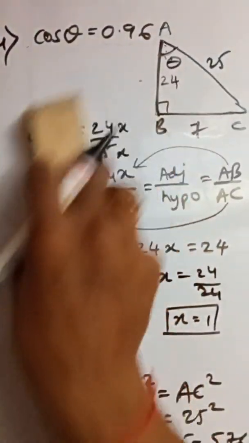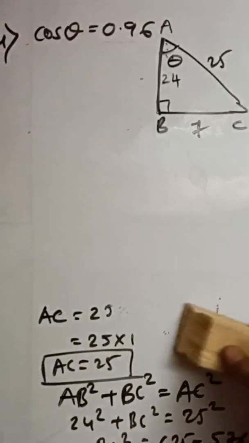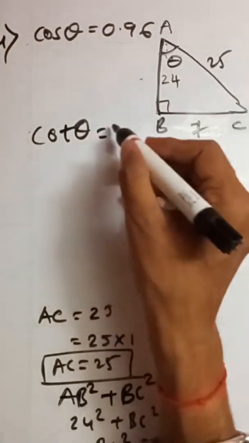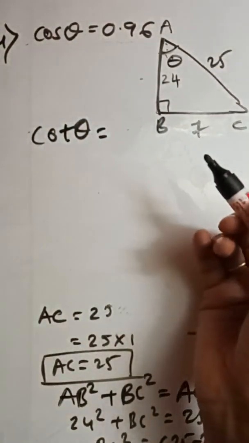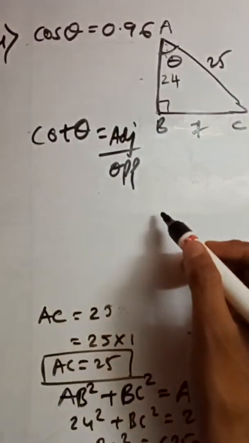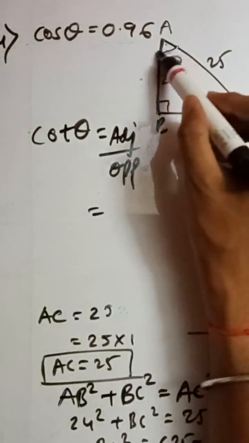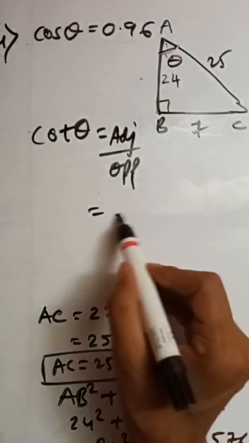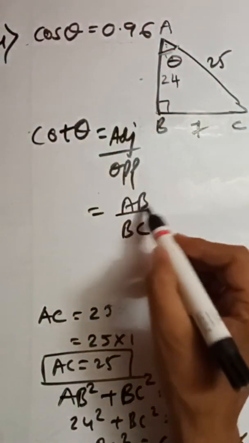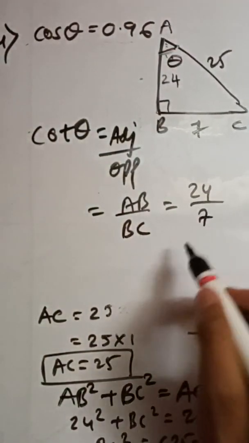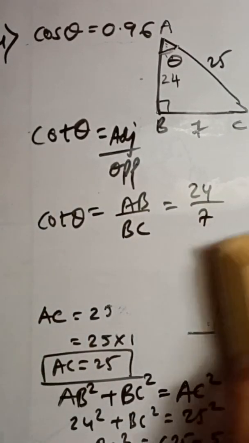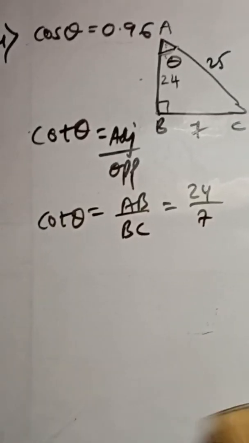Now what do they want me to find? You can pause the video and copy it. They want me to find cot theta. What is cot theta? Inverse of tan theta. Tan is opposite upon adjacent, so cot is adjacent upon opposite. This is theta here. This side BC is opposite, and this side is adjacent because AC is hypotenuse. AB is 24, BC is 7. That's it. This is the answer because there is no cancellation possible here. Okay, copy it.